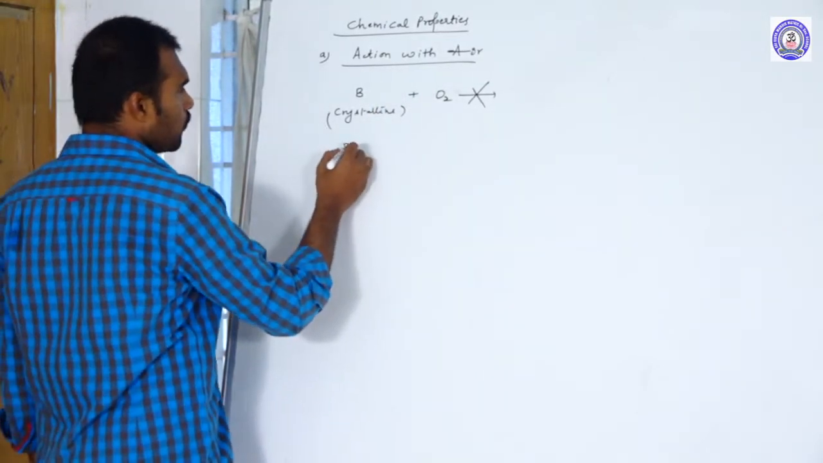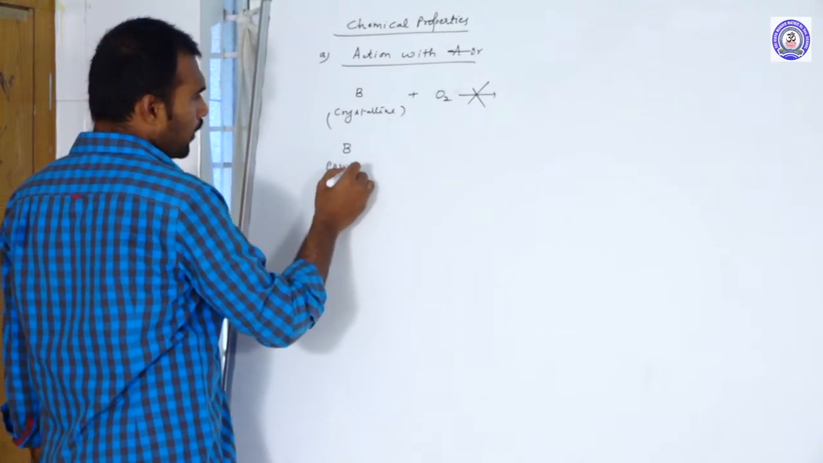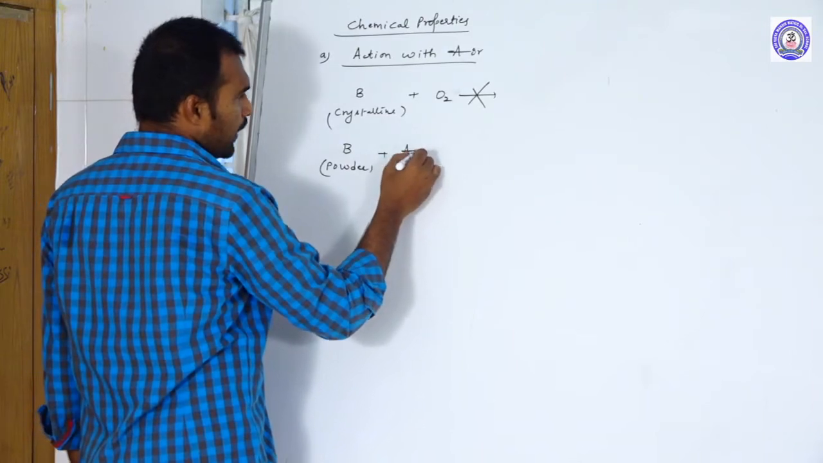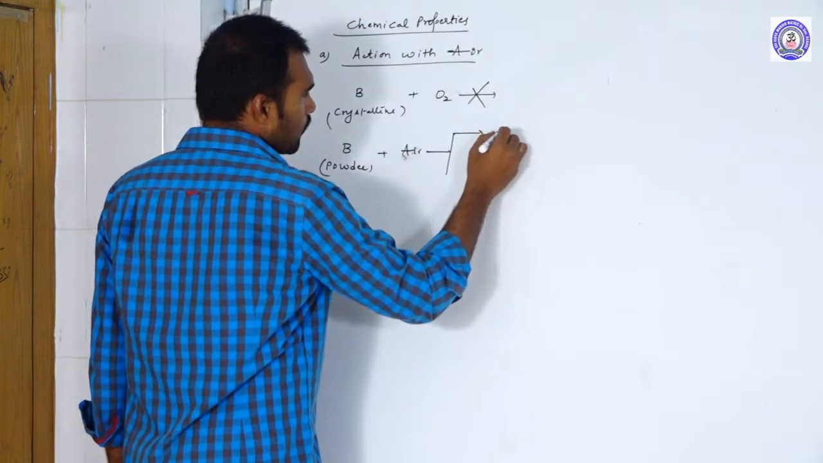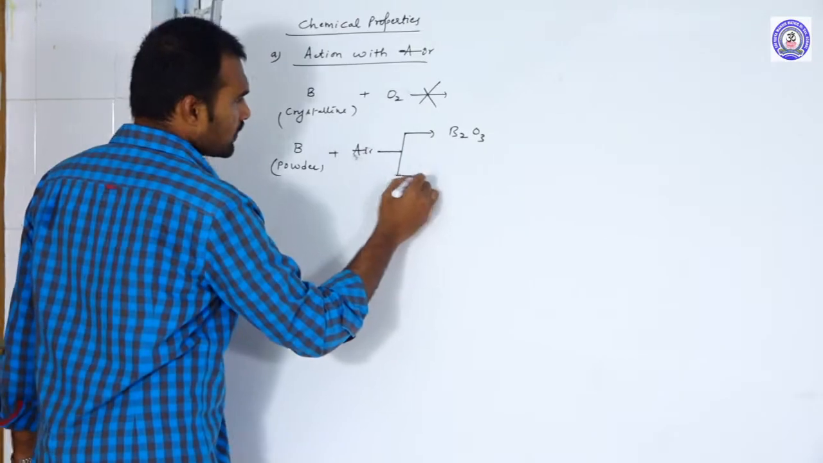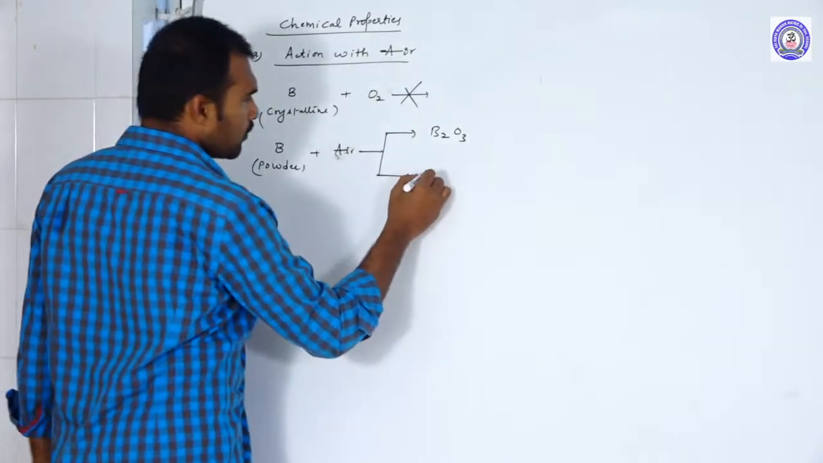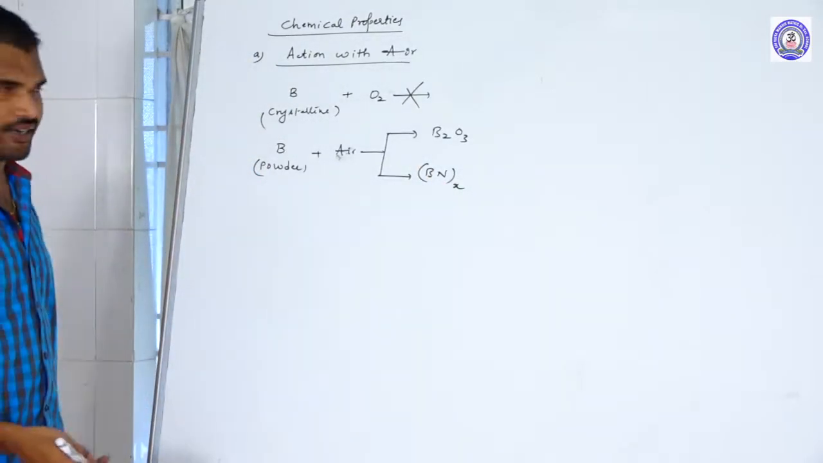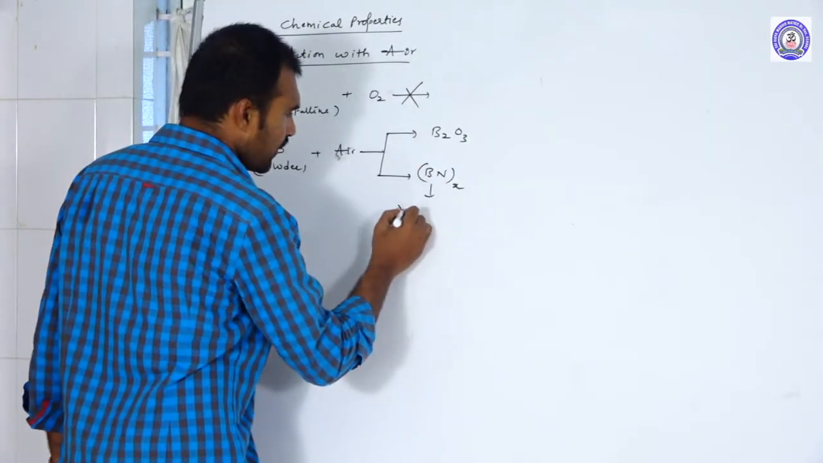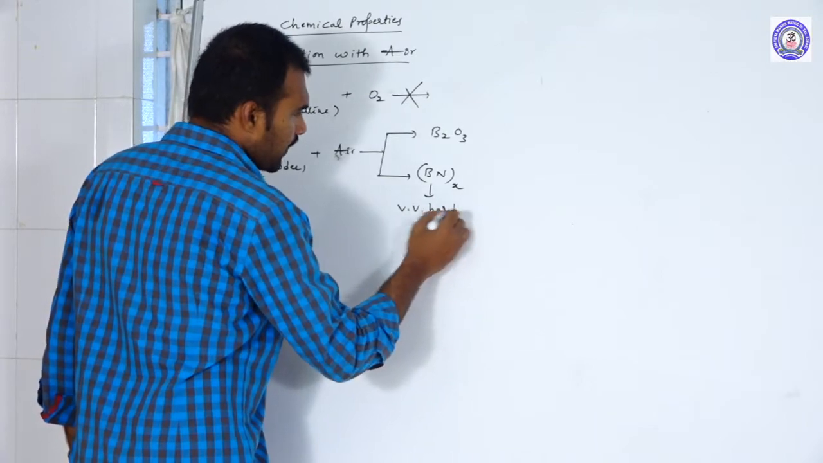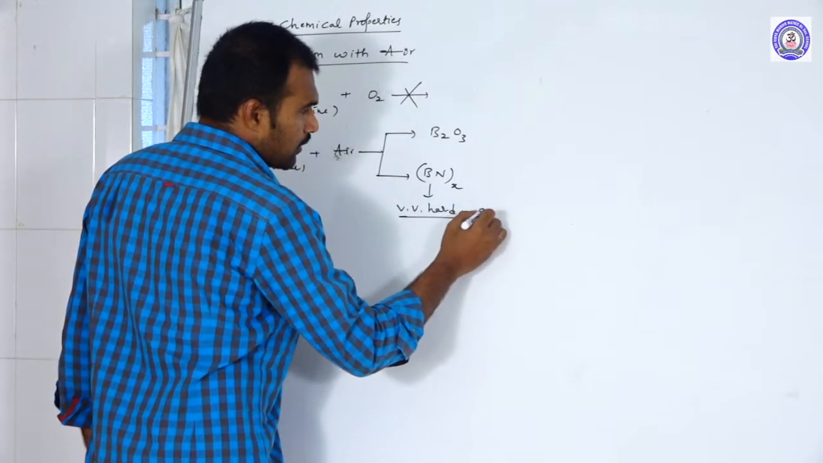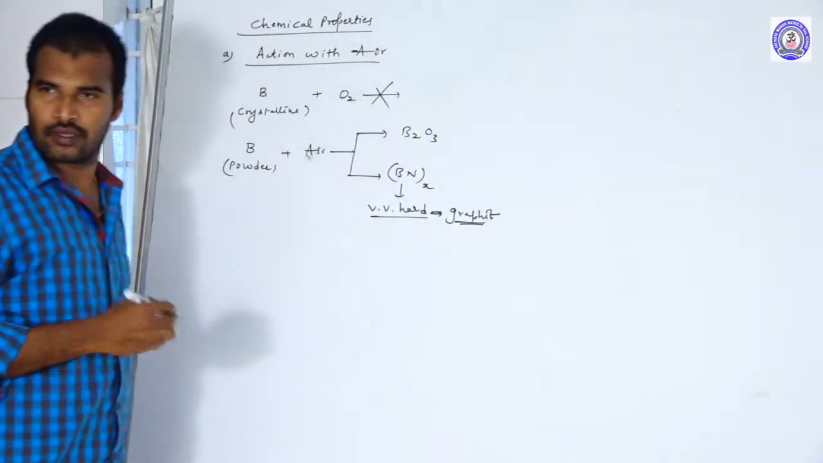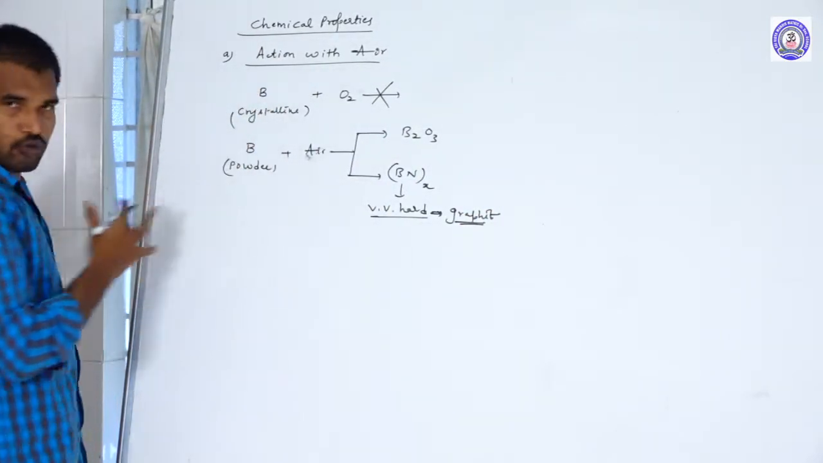If you make it into powder, the boron powder on reaction with air forms both boric oxide, B2O3, and BN, that is boron nitride. As we know, boron nitride is very hard, and it is like graphite.